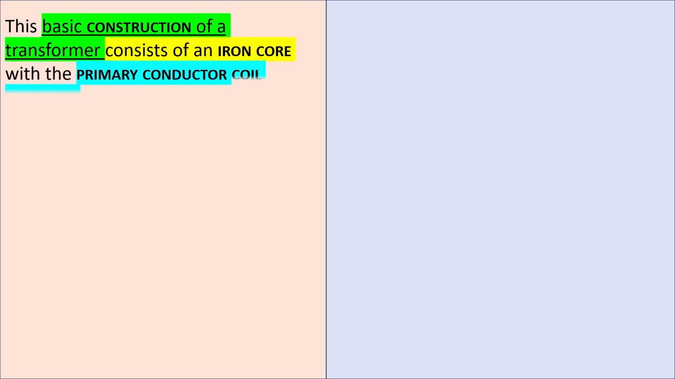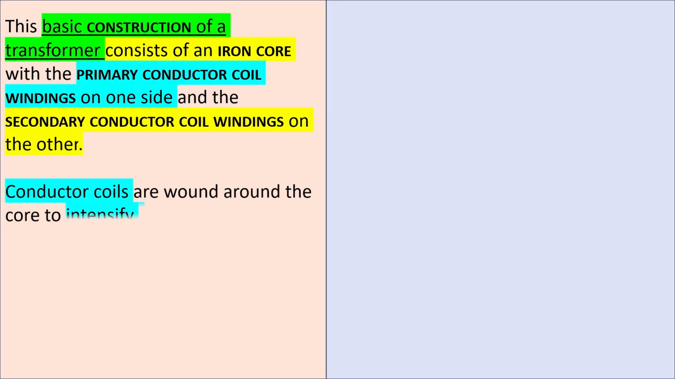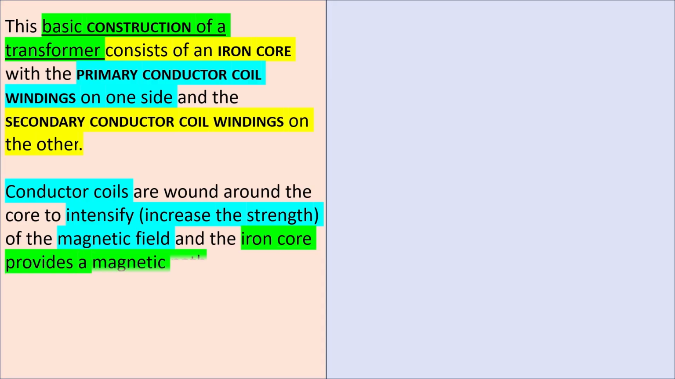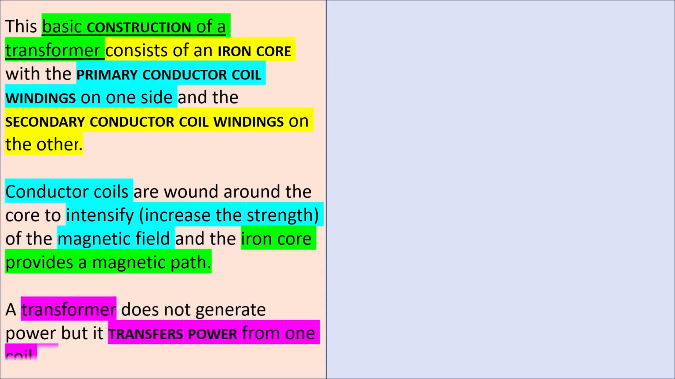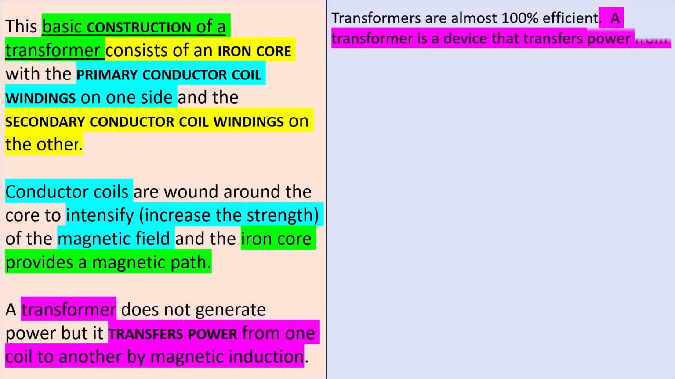The basic construction of a transformer consists of an iron core with the primary conductor coil windings on the one side and the secondary conductor coil windings on the other. Conductor coils are wound around the core to intensify or increase the strength of the magnetic field, and the iron core provides a magnetic path. A transformer does not generate power, but it transfers power from one coil to another by magnetic induction.